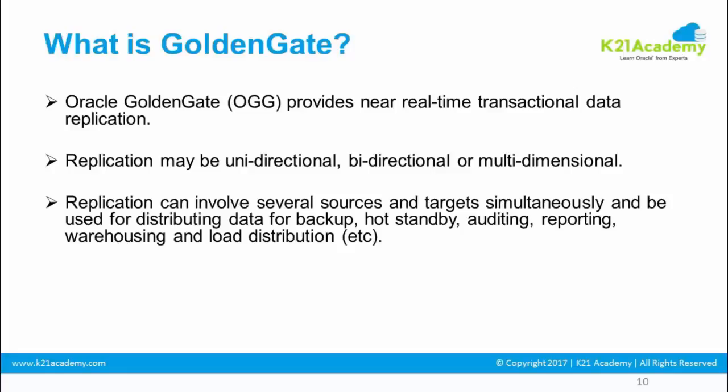Or you can have multiple sources, and you want to integrate that data into a single target. That means you want to consolidate. You are trying to implement GoldenGate for data warehousing technology, so you can use GoldenGate for that purpose. Replication can involve several sources and targets simultaneously, used for distributing data for backup, hot standby, auditing, reporting, warehousing, and load distribution. I'll give you one example.